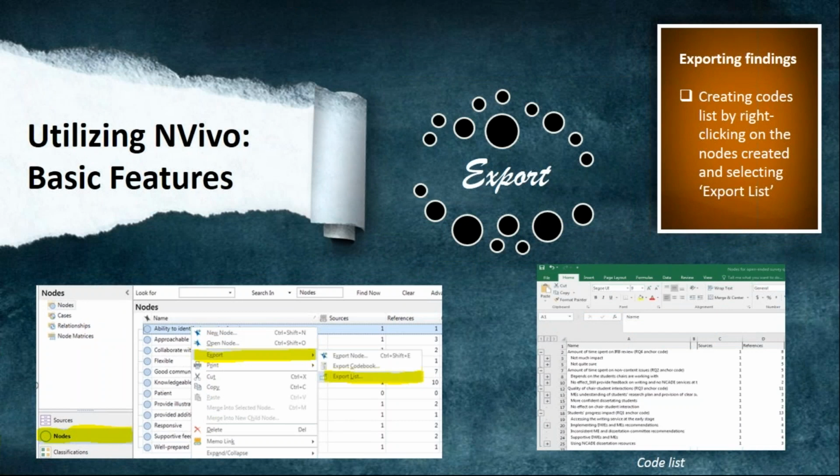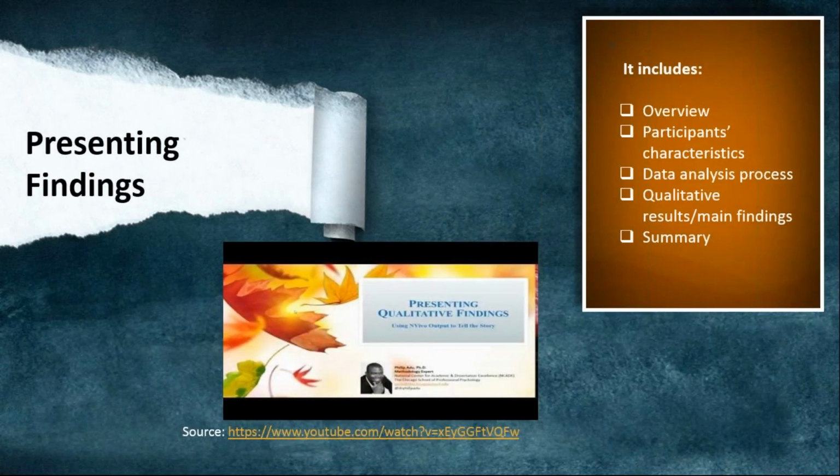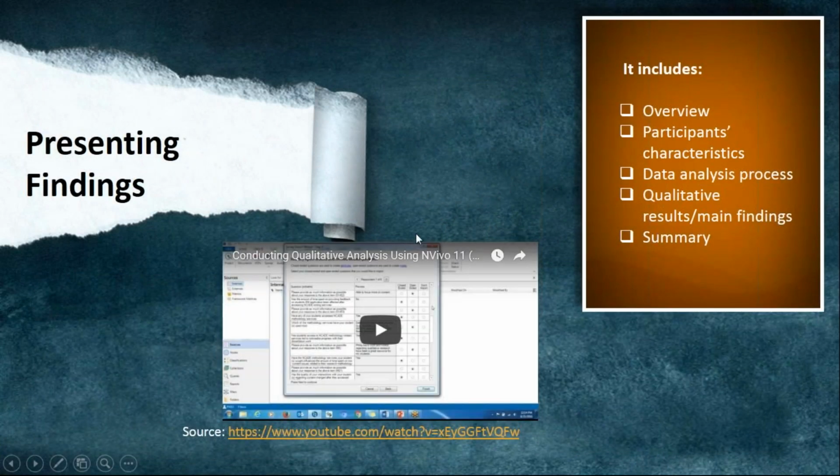Okay, so I've talked about export, and also lastly, you could present your findings. How do you present your findings? I have an hour presentation on how to present your findings. People want to know brief information about what you're going to talk about. That's the overview, right? Secondly, they want to know the characteristics of participants. Who did you talk to? What are their backgrounds, right? Age, gender, maybe educational level. You can present that information.